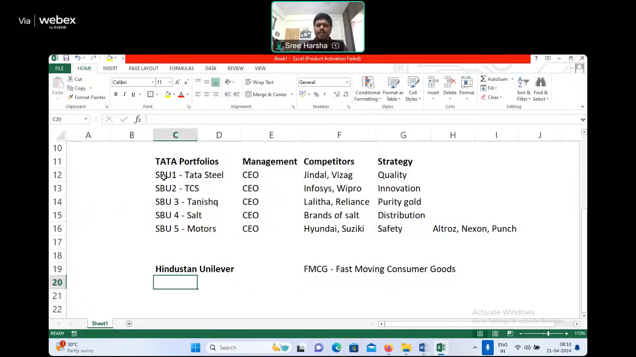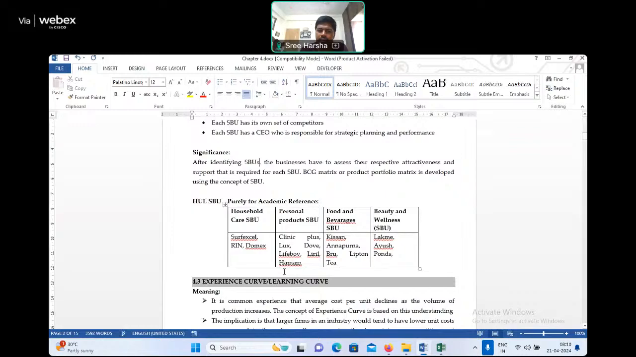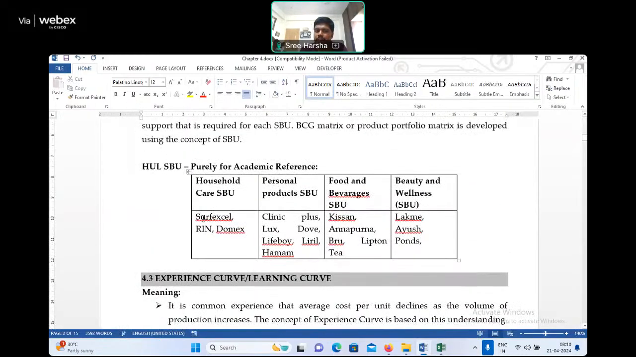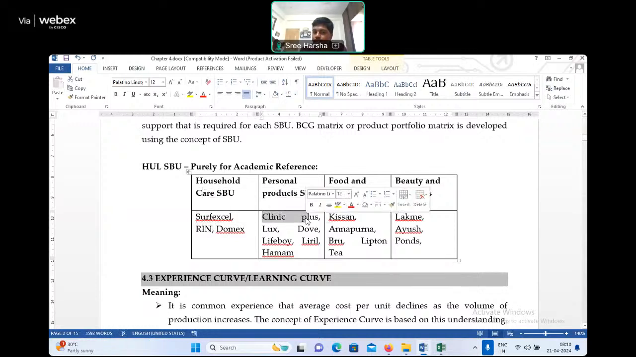In a similar way, I have given you the Hindustan Unilever portfolio as an example here. For example, for household care, I mean for washing, they have Surf Excel, Rin and Domex. Personal care products, they have Clinic Plus, Lux, Dove, Lifebuoy, like soaps and shampoos. For food and beverages, they have multiple products. For beauty and wellness, they have multiple products.